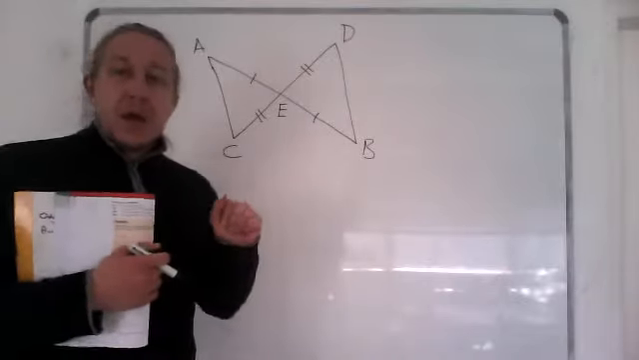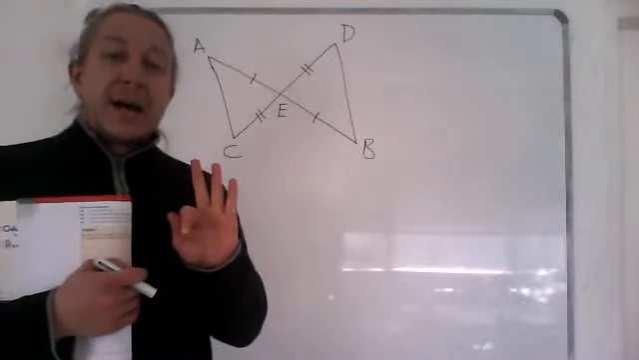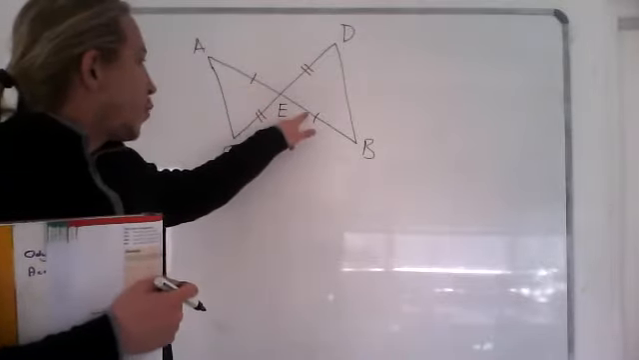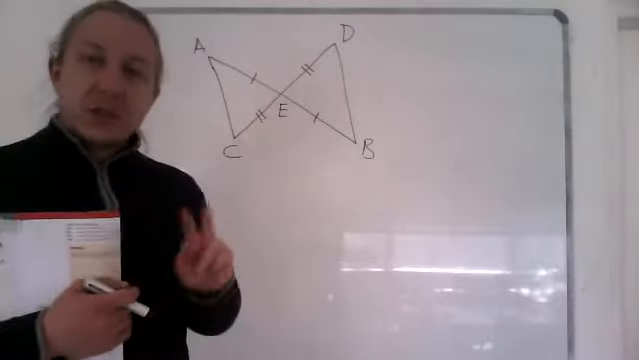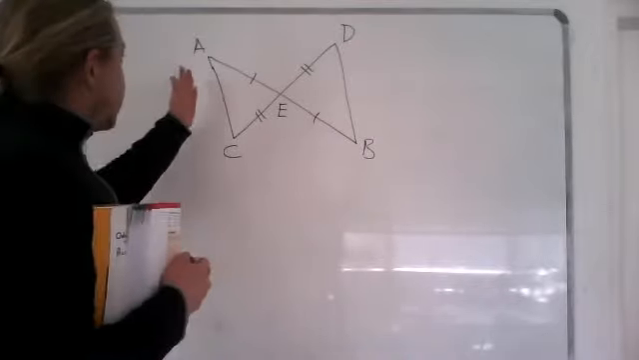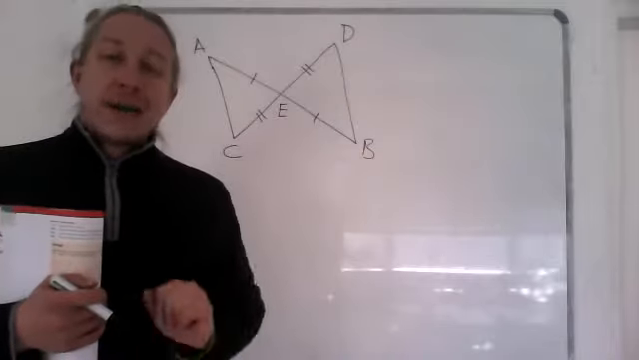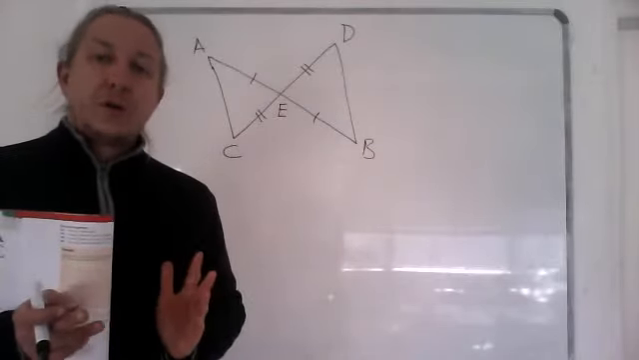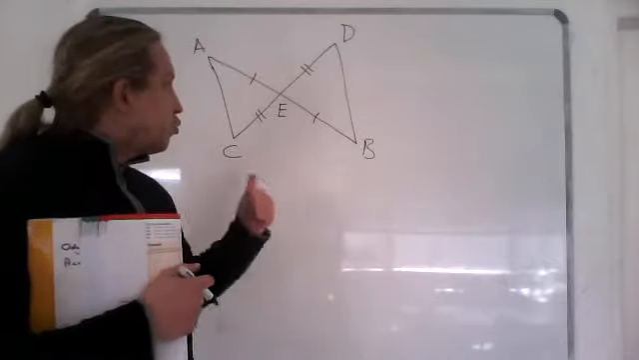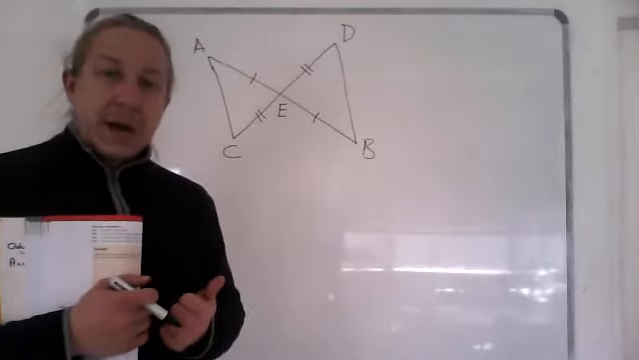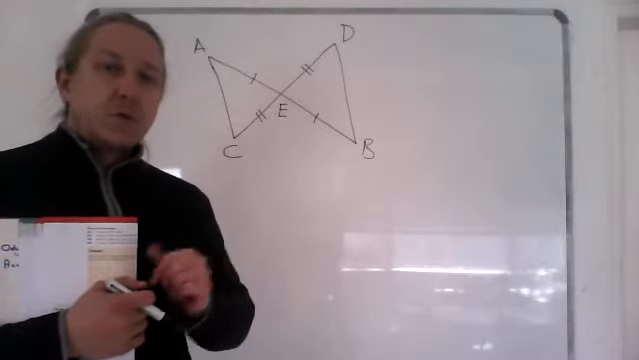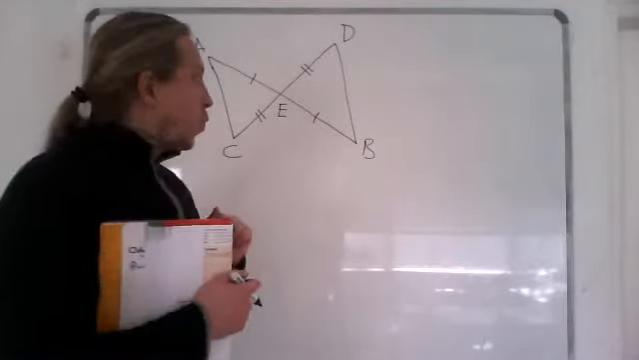Anyway, so do we have the 3 sides for each triangle? No, they've only given us one side, another side, another side. So we only have 2 given sides that we can use. This side AC and DB we know nothing about, so we can't use those. So we can't use side, side, side. We also can't use right angle, hypotenuse, side because we don't have a single right angle in this diagram. So that falls away as well. Well, what else can we use?